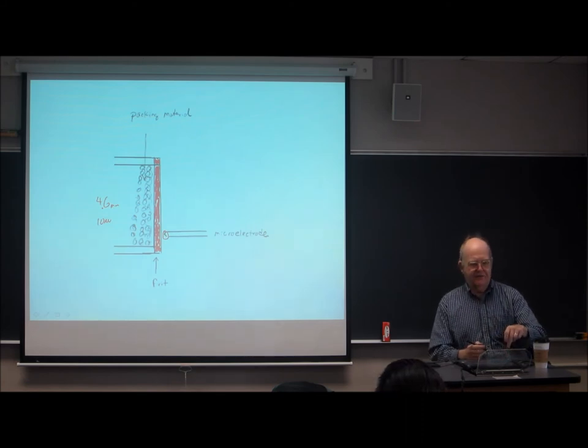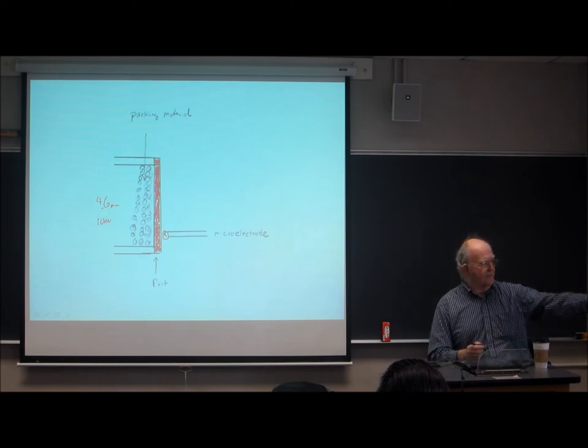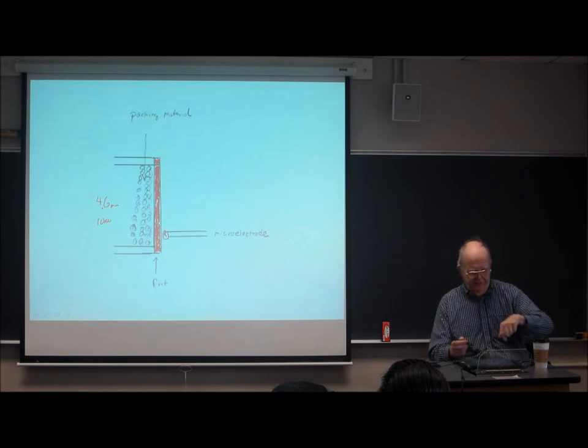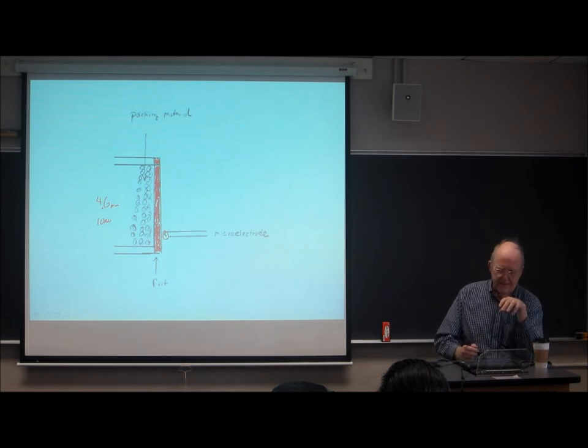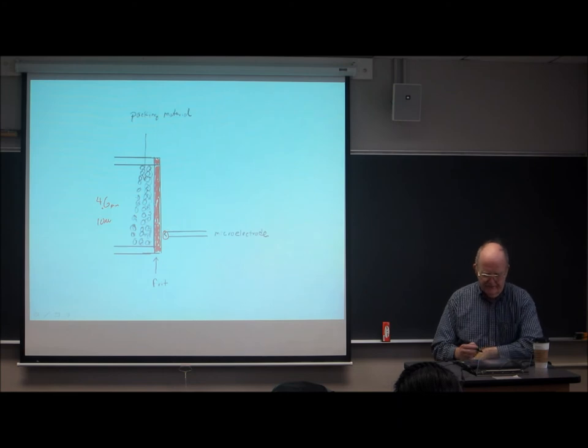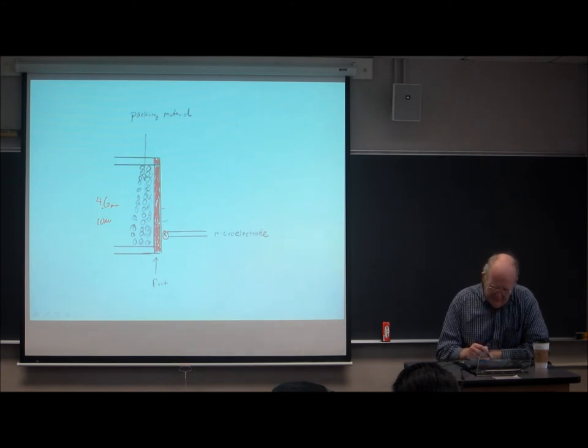So we're going to inject sample into this column over here somewhere, maybe 15 centimeters back that way. Okay? So it's a regular HPLC other than this. And we're going to place the tip of this electrode where I'm showing it. And then we're going to move it. We're going to move it to here, to here, to here, to here, to there.